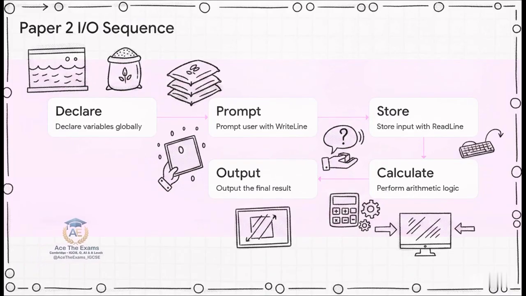Now here is your ultimate infinitely repeatable sequence for any Paper 2 scenario. Whether the exam asks you to calculate the volume of a water aquarium or figure out the total weight of some grain sacks, you just follow these 5 steps. Step 1, declare your variables globally, setting them to 0. Step 2, prompt the user using WriteLine. Step 3, capture and store their input using ReadLine. Step 4, actually perform your arithmetic calculations. And finally, Step 5, output the result. If you stick to this logical flow, I promise you, your code practically writes itself.